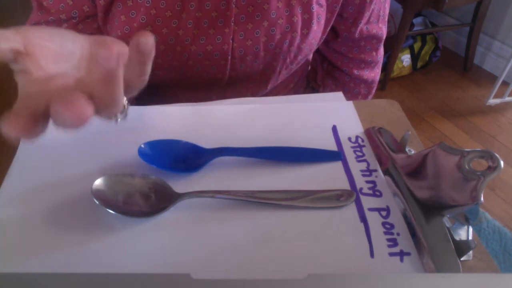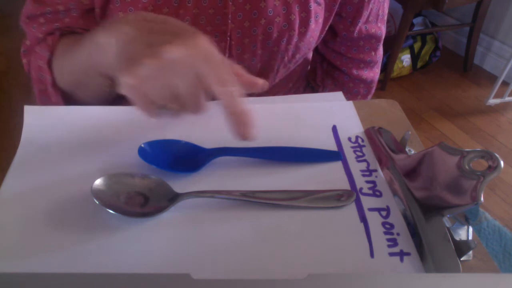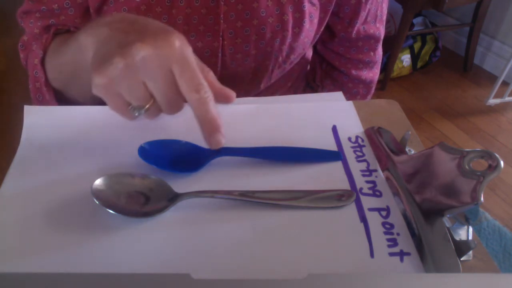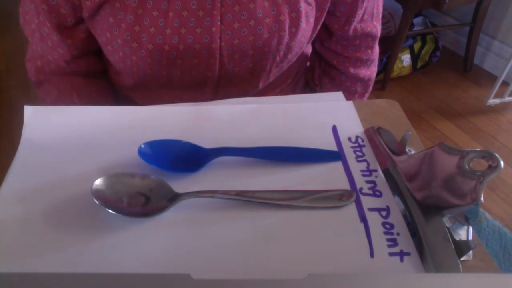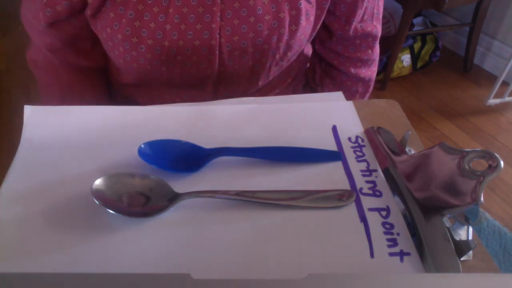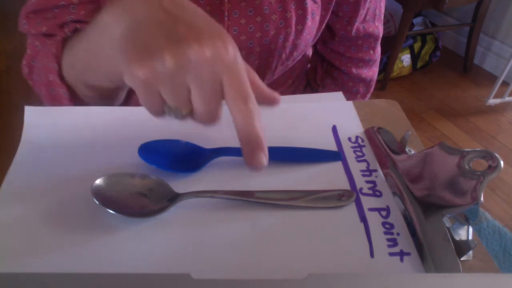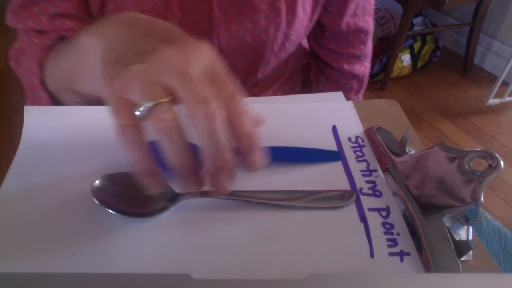Or to say it the opposite way, the plastic spoon is shorter than the metal spoon. Boy, I want to be sure to say that right. Let me say it again. The plastic spoon is shorter than the metal spoon.